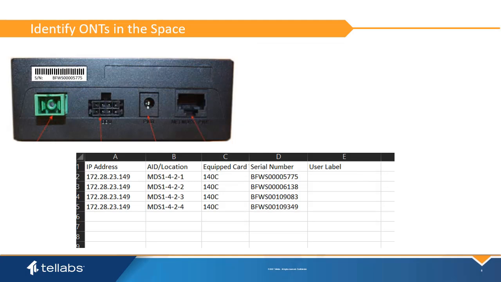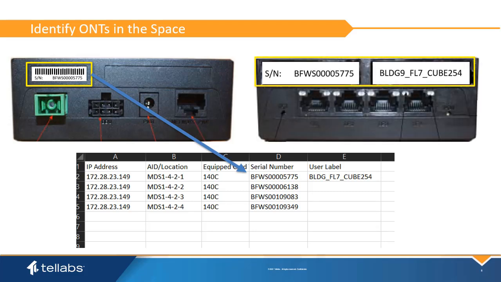Go to each ONT and locate the serial number on the unit. Find this serial number in the inventory list and enter a label for the ONT. It is a good idea to place a physical label on the ONT itself for use when field referencing the ONT.